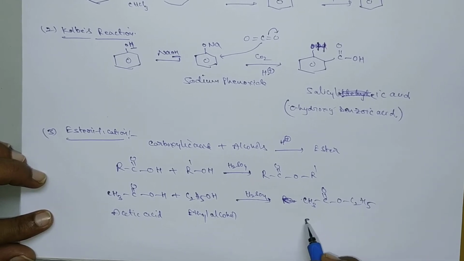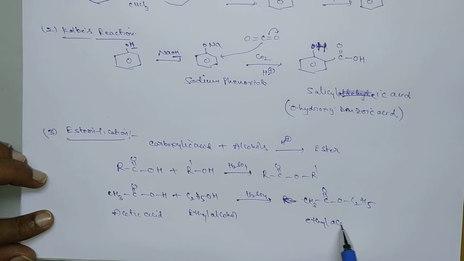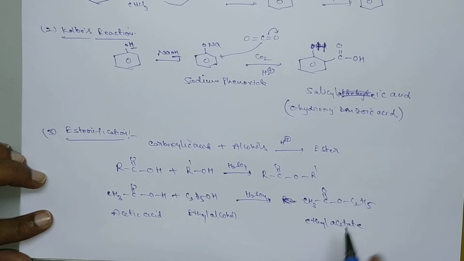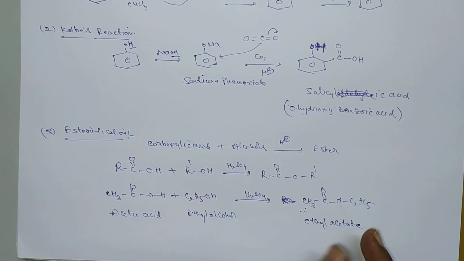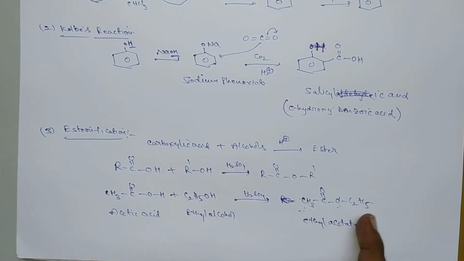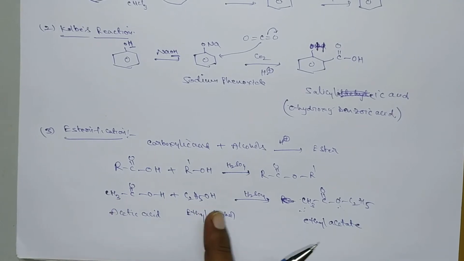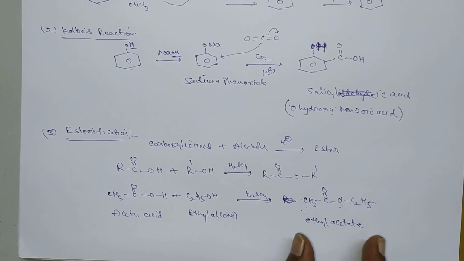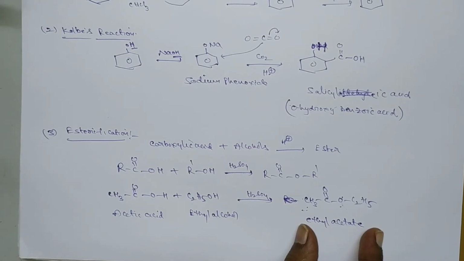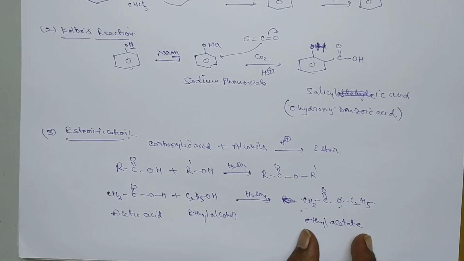So this is ethyl acetate. This is the ethyl group, that's why it is called ethyl acetate. This is the acetate ion. If you separate it, ethyl acetate. So carboxylic acids react with alcohols in presence of H2SO4 to produce esters. Generally esters give a fruity smell, so by the formation of fruity smell we can identify the formation of esters.